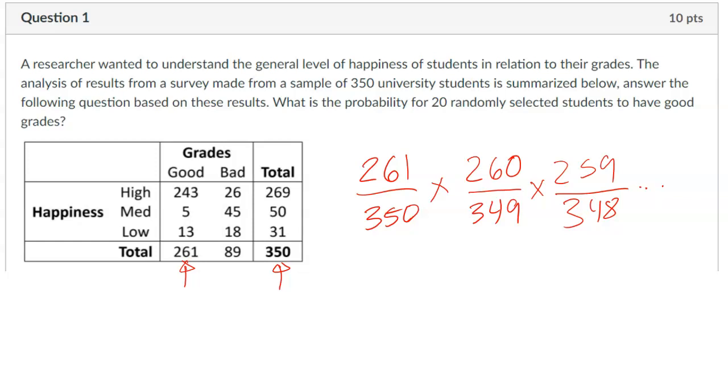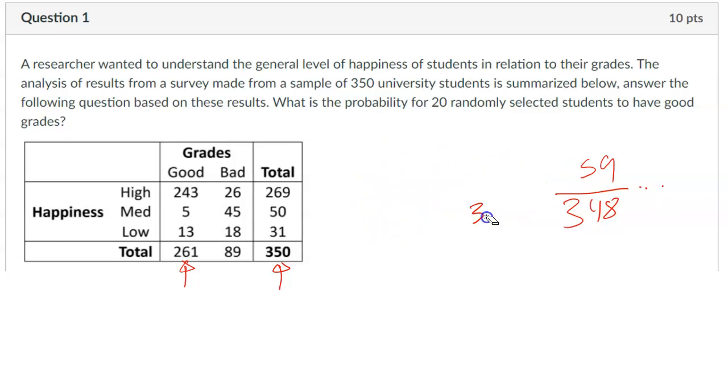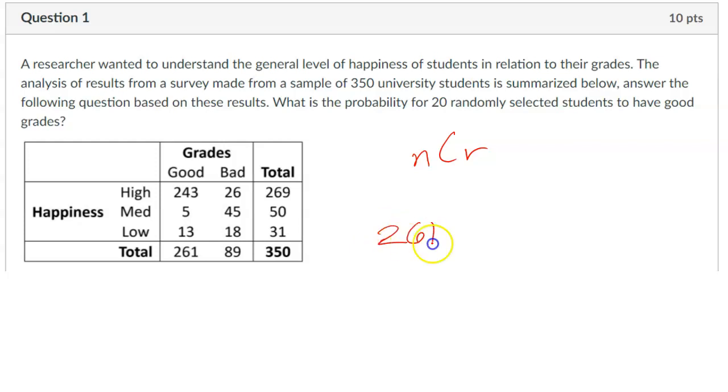So let me erase this and let me show you the idea behind it. If you remember, the combination is something like nCr on your calculator, right? The way we work with that is that from 261 good grade students, we will select 20 of those. That will be the number of ways we can select good students.